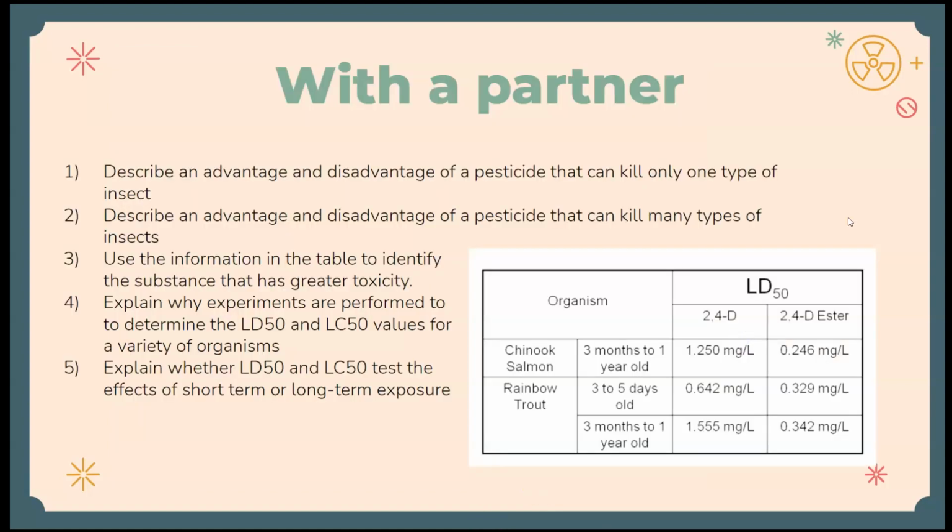So this is an example you are going to do with a partner or on your own and then discuss with your teacher. It is describing and trying to figure out things about LD50, disadvantages and advantages of pesticides, and information using the table. There will be an answer key posted to help you check your answers.